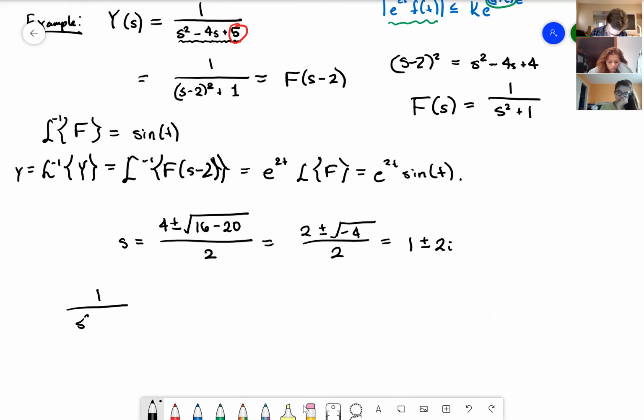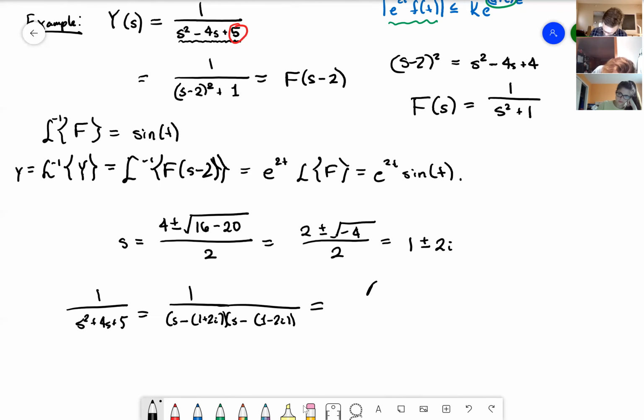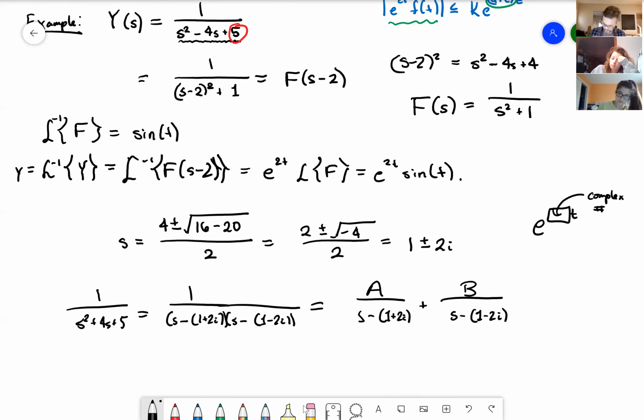So what we would get is 1 over s squared minus 4s plus 5 is equal to 1 over s minus 1 plus 2i times s minus 1 minus 2i, right? Which we could have split up using partial fraction decomposition. And we could have solved for A and B in terms of complex numbers. And we would have gotten something with an exponential where the constant is ultimately a complex number.